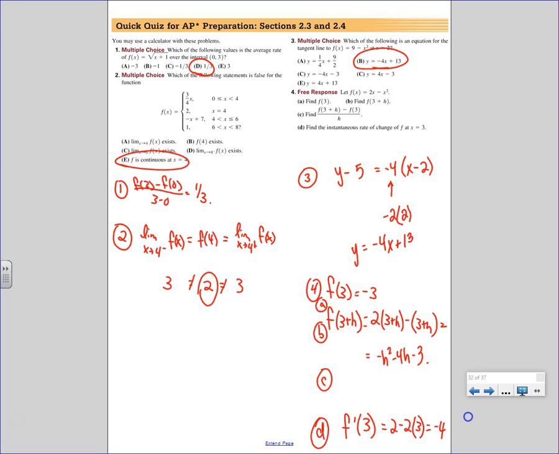You end up with f of 3 plus h, which you found, or should have found in b, negative h squared minus 4h minus 3, minus f of 3, which you found in a, which was negative 3, all over h. What ends up canceling up top? The 3's cancel, and h is going to reduce with 1 each. So we end up with the expression negative h minus 4.